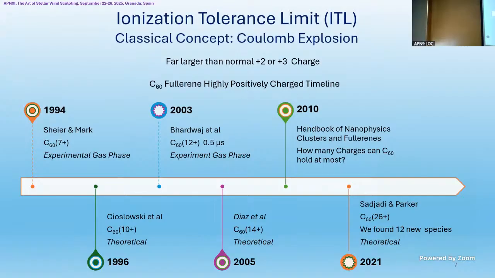Diaz said it at 14 plus. In the Handbook of Nanophysics: Clusters and Fullerenes, 2010, they pose a question: how many charges can C60 tolerate? And then we solved the riddle in 2021 by theoretical work, and we showed that C60 can tolerate up to 26 plus charge. Which means that it is a very, very tough molecule under radiation. Radiation is something which is abundant in the planetary nebula.